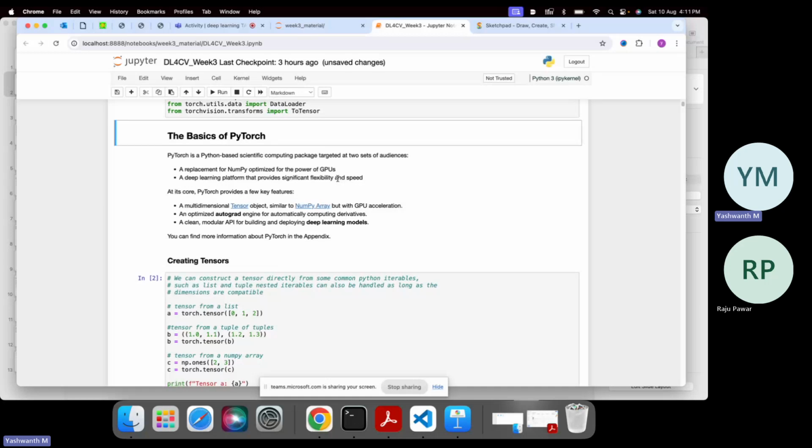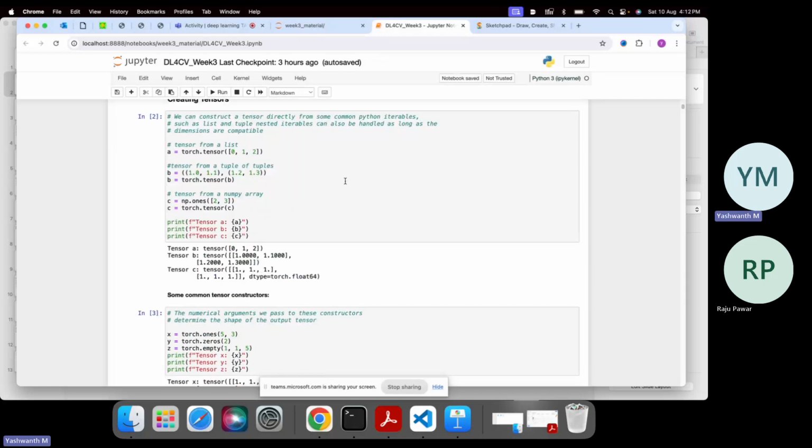PyTorch is a Python-based scientific package for deep learning researchers, to optimally use the power of GPUs. It has many similarities with the NumPy package, which we had discussed in the first two. The objects in torch we call tensors. In NumPy we called them NumPy arrays. So here is the torch tensor.